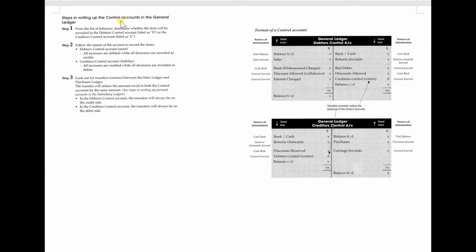So the steps in writing out the control account in the general ledger. So number one, from the list of the balances, you determine whether this particular item should be recorded in the debtor control account, meaning the trade receivable, or the sales ledger account, and we write it as D, or the creditor control account as C. Creditor meaning the trade payables, or the purchase ledger control account, okay? So we just put it as D and C for simplicity, okay?